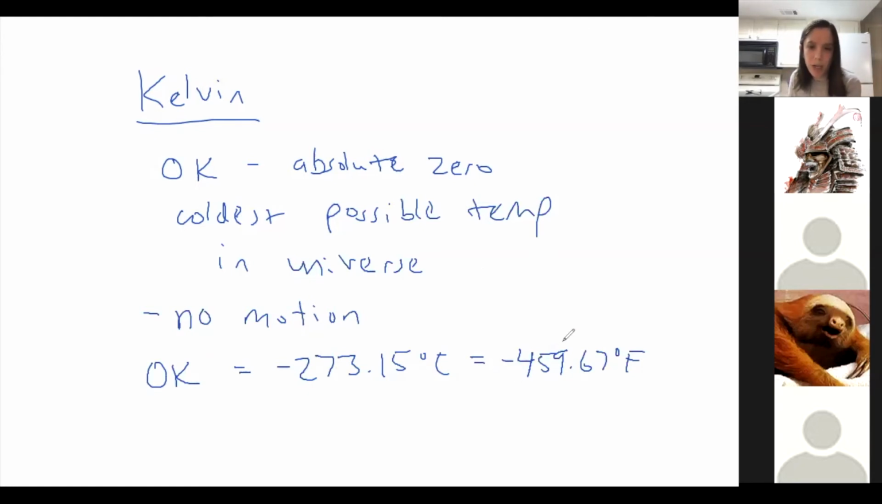Now here on Earth, we might get about 80 below 0 Fahrenheit in Antarctica, but that's about the coldest we'll ever get here on Earth. In space, though, it gets pretty close to absolute zero. You know, it really gets to be 2, 3 Kelvin in space. But here on Earth, we're far away from absolute zero.